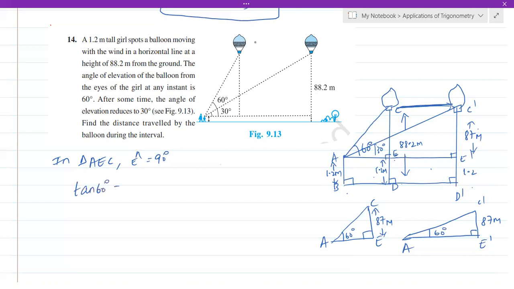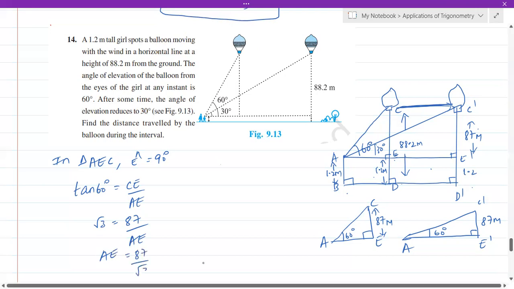tan 60. Tan 60 is opposite by adjacent. Opposite is CE and adjacent is AE. So tan 60 is root 3. Root 3 is equal to CE, which is 87, over AE as it is. Let's swap it. So AE will become 87 divided by root 3, isn't it? So we got the value of AE.